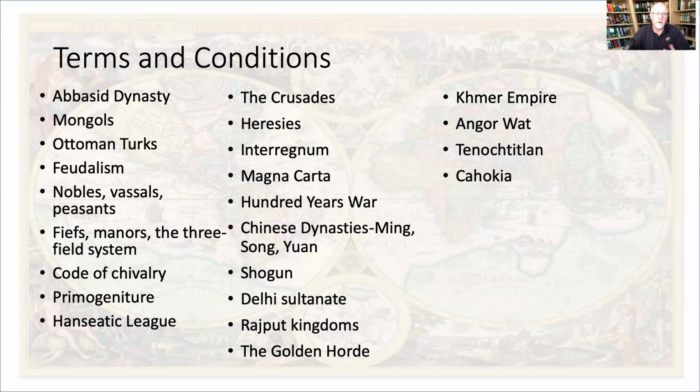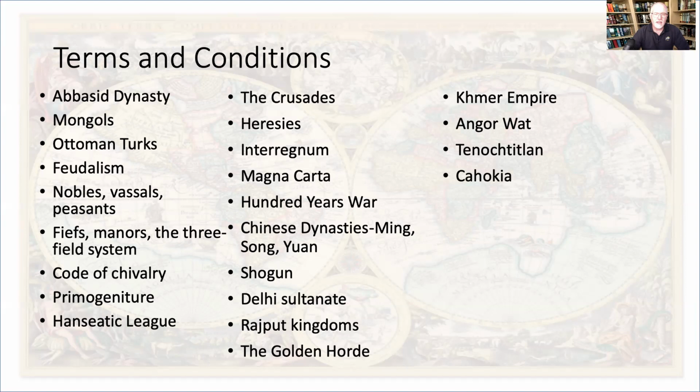the fiefdom, you know, what are the relationships of the manor, the lord of the manor, to the peasants, to the fiefs, the fiefdom, the three-field system. How was power shared or not shared between nobles, vassals, and peasants, whatever they were called? I think throughout all of these societies, however they were labeled, you had basically the nobles, the lesser nobles, and then the peasants, right?